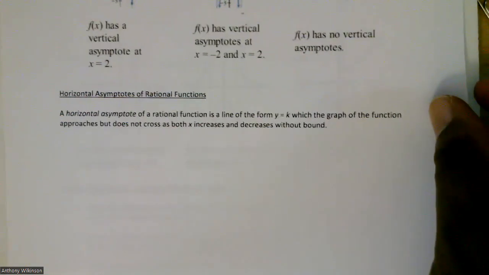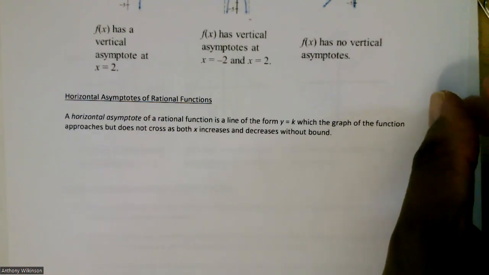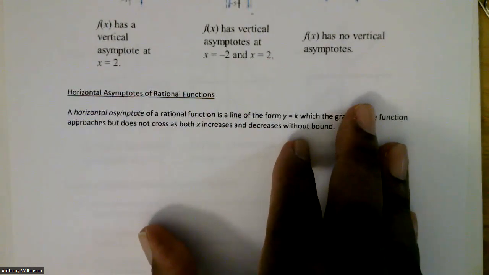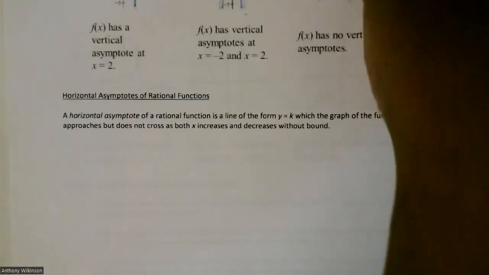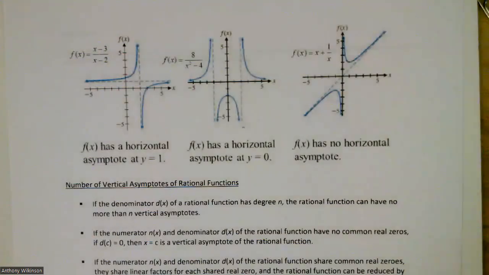All right, next we'll look at horizontal asymptotes. Since we have vertical asymptotes, we also have horizontal asymptotes. A horizontal asymptote of a rational function is a line of the form y equal k, which the graph of the function approaches but does not cross as x increases and decreases without bound. And of course, the illustration of that is on the next page.